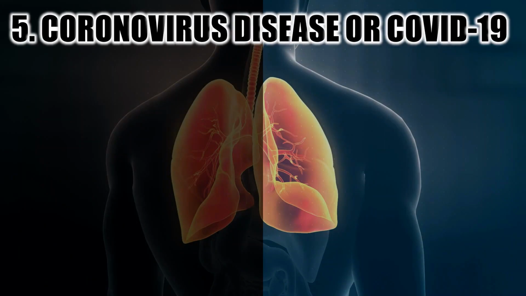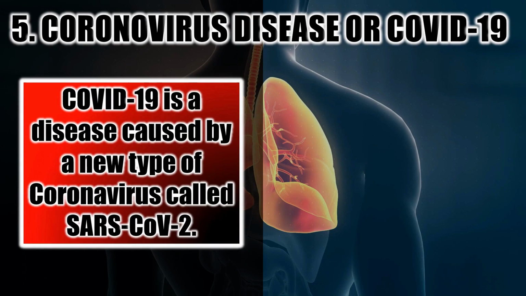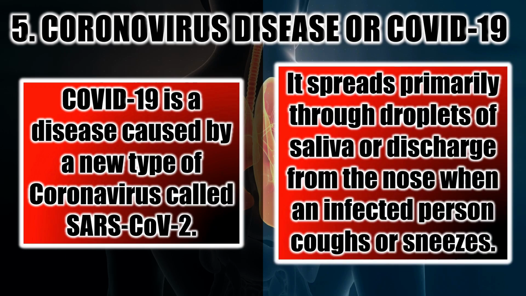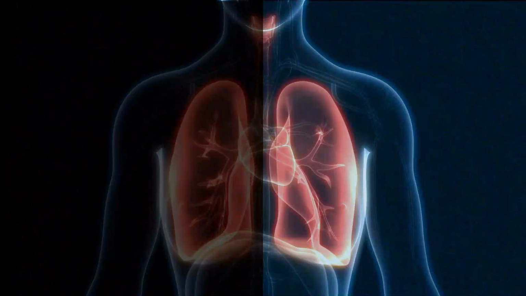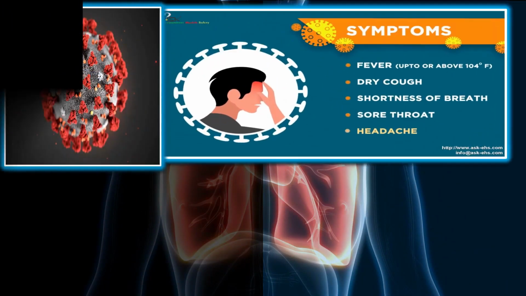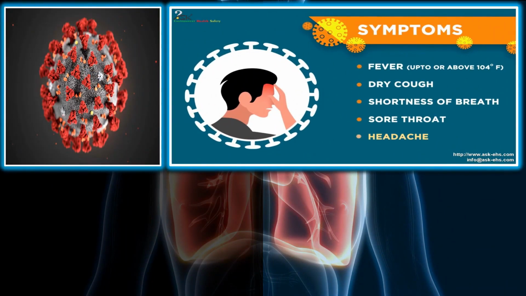Number 5. Coronavirus disease or COVID-19. COVID-19 is a disease caused by a new type of coronavirus called SARS-CoV-2 that can trigger respiratory tract infection. It spreads primarily through droplets of saliva or discharge from the nose when an infected person coughs or sneezes. The symptoms of coronavirus disease include fever, dry cough, shortness of breath, sore throat, and headache.